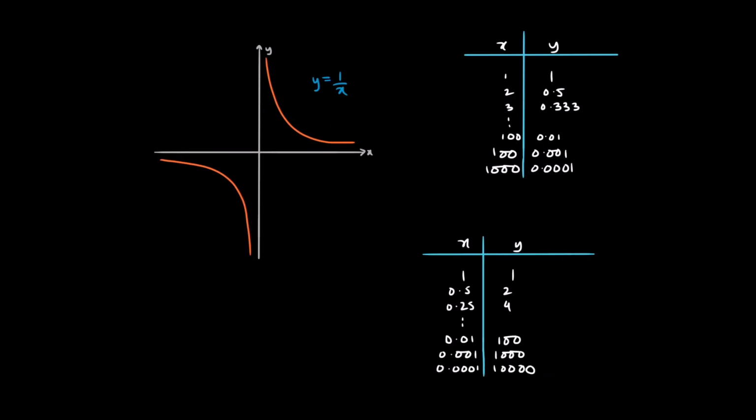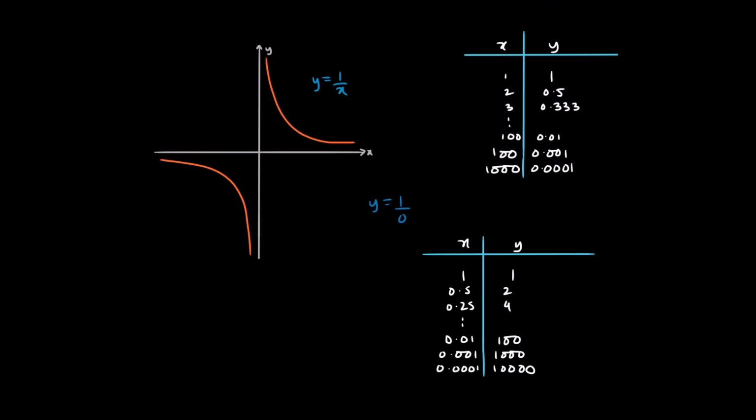Now again, as we decrease the value of x from x equals 1 to x equals 0, the value of y increases. And at x equals 0, we end up with y equals 1 by 0, which is infinity. And since we cannot sketch the curve at infinity, we show that the curve approaches the y-axis.